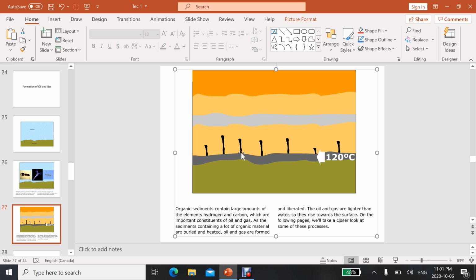You can observe this in this diagram. And here the typical value of temperature is also mentioned, that is 120 centigrade. At this temperature, mostly oil and gas form in the subsurface.